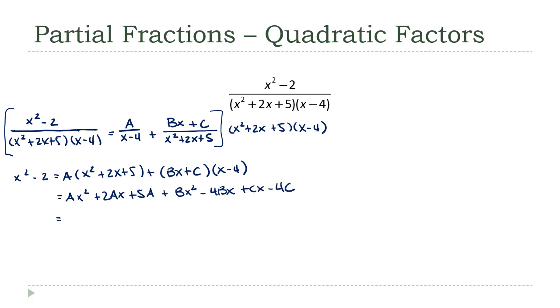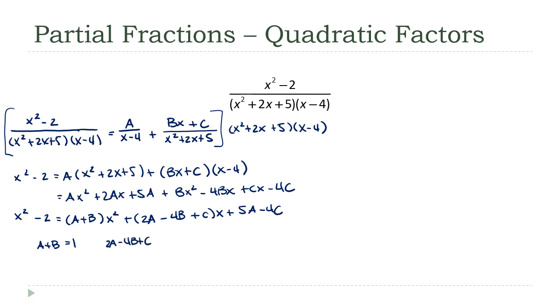And now we'll group the terms. Right? So I have a plus b times x squared plus 2a minus 4b plus c times x plus 5a minus 4c. And again, that equals x squared minus 2. So if we equate the coefficients, a plus b is equal to 1. 2a minus 4b plus c: well, there is no x term on the left side, so this is going to have to equal 0. And finally, 5a minus 4c is going to have to equal negative 2.